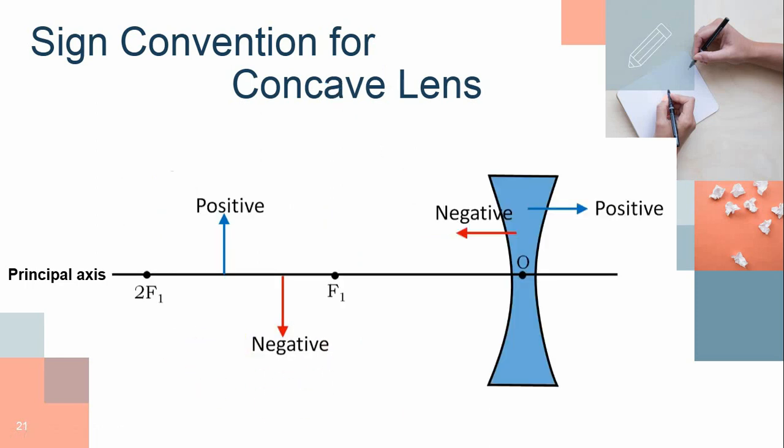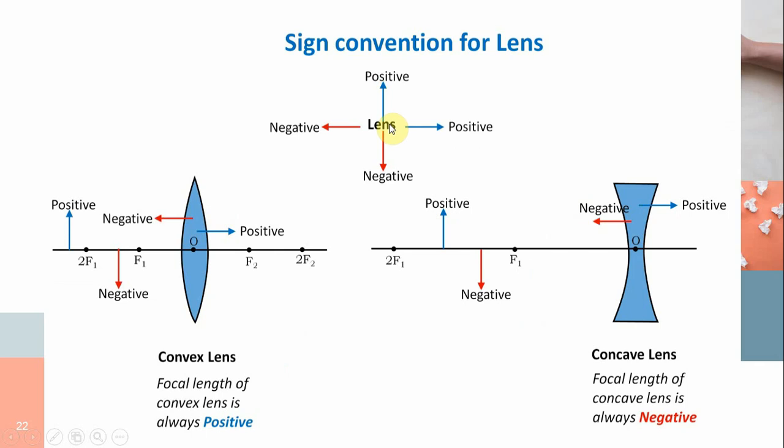In a similar way, we discuss the sign convention for concave lens. So the left side of the concave lens we take as negative, the right side of the concave lens we take as positive. Above the principal axis we take a positive size or height of the object or image. If it is below the principal axis we take a negative value. In these pictures we clearly understand the sign convention for lens.